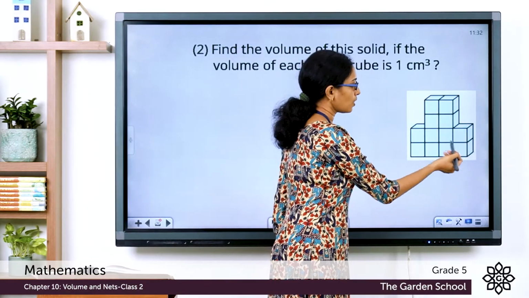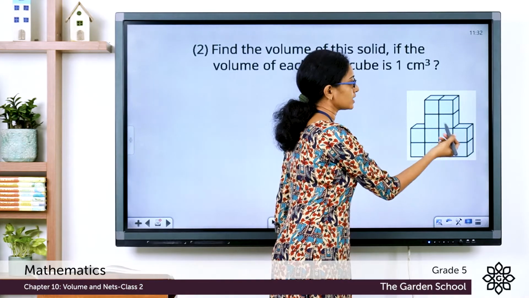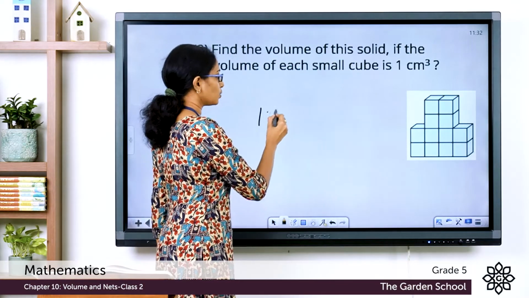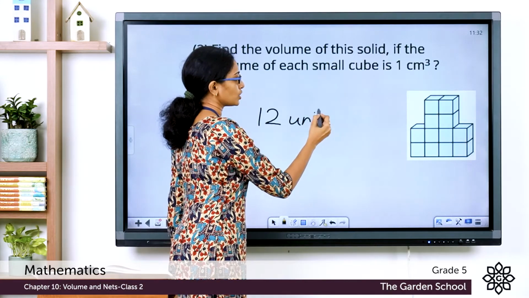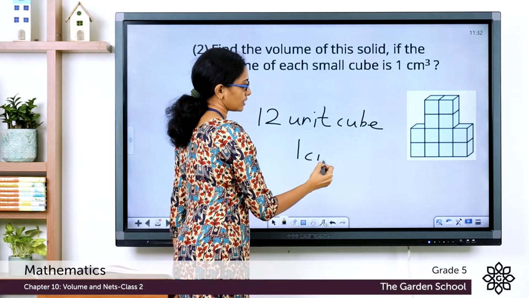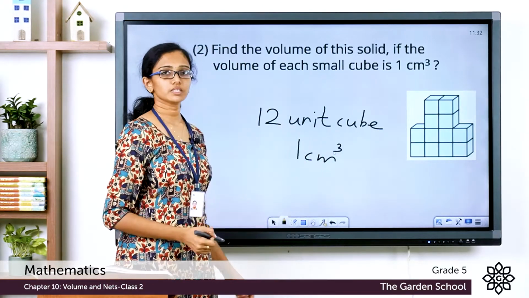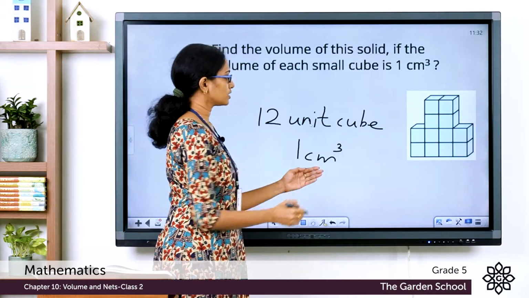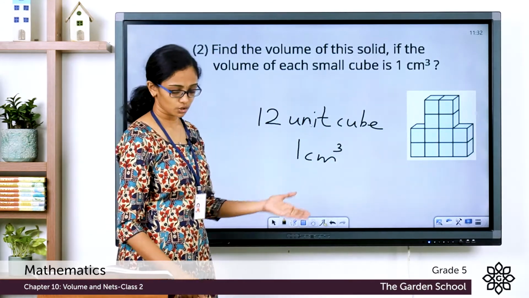1, 2, 3, 4, 5, 6, 7, 8, 9, 10, 11, 12. So here there are 12 unit cubes here and each unit cube has got a volume of 1 centimeter cube. So total how much is the volume? It will be 12 centimeter cubes or 12 cubic units.